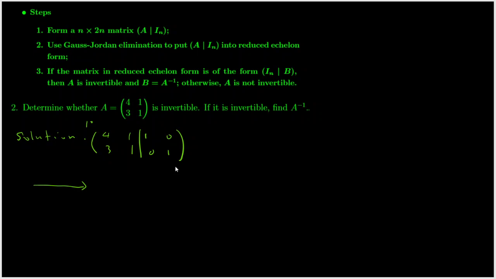Any other ways to make the leading one of row 1? By other way, I mean not multiplying row 1 by 1/4. You just need to notice 4 minus 3 is equal to 1. If you notice that, we can do that, right? R1 minus R2. Yeah, something like that. Good. So basically, 4 minus 3 is 1.